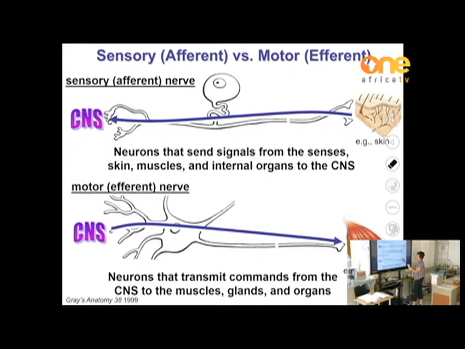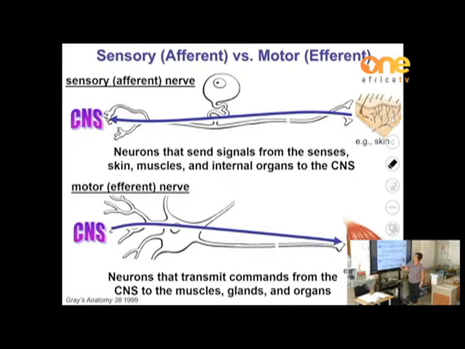The motor neuron coming from the central nervous system to the muscle, you recognize this as a voluntary muscle, nee? It has this large body with many extensions onto the cell body. One extension on the cell body, many extensions on the cell body. And it has a very long extension in the direction of the muscle. Okay, we will go further on that one. Neurons that transmit commands from the central nervous system to the muscles, glands, and organs are then the motor neurons.